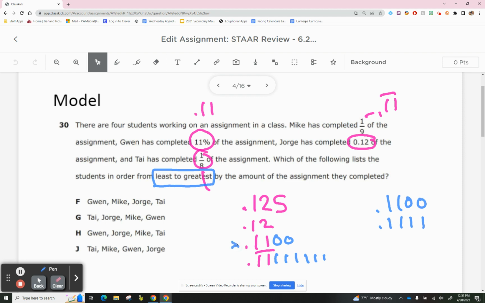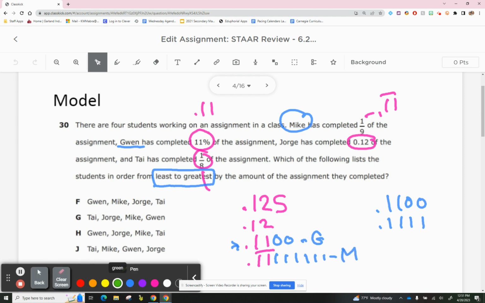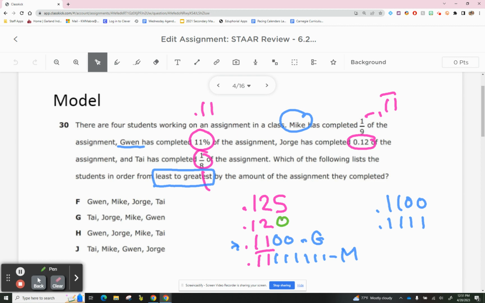So this one is actually our smallest, and that means that Gwen, put a G right there, because we know that Gwen will be the smallest. And then we see that Mike is going to be the second smallest. And then if you look at the last two numbers that we are comparing, if you add a zero there, you can see that you have 0.125 versus 0.120. And this one is the biggest. So Ty has the biggest and Jorge the next largest.